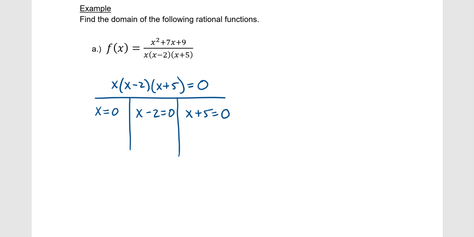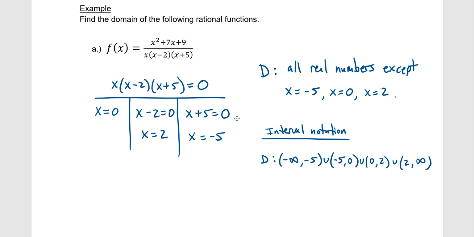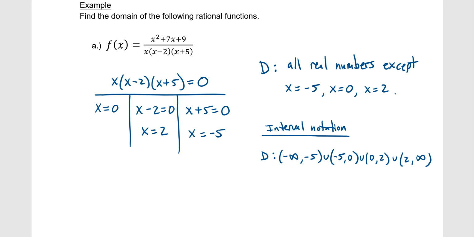So the first one's already solved, that's just x equals 0. Second one, we have to add 2 to both sides, so we get x equals 2. Third one, subtract 5 on both sides, we get x equals negative 5. So the domain here is going to be all real numbers except for x equals 0, x equals 2, and x equals negative 5. Okay, and I also wrote that in interval notation down below. So either notation would be fine for now.